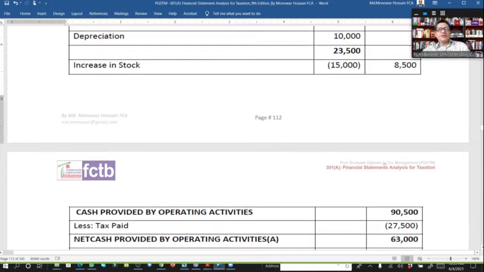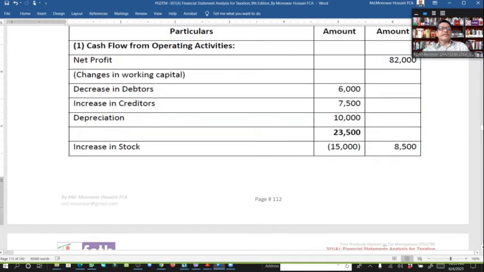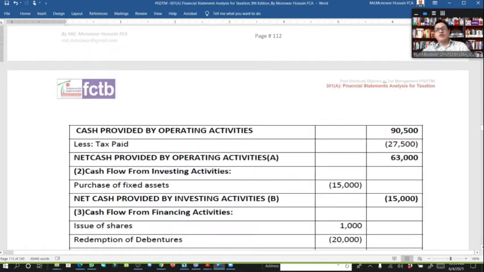comes from the operating activity because all things, look here, debtors. Why debtors? We sell, so the debtors increase. We purchase material, so here the creditors increase. We take the stock, so here the amount decreases. So it's all related to the operating activities. So this amount is the cash provided by the operating activity, balance 90,500.